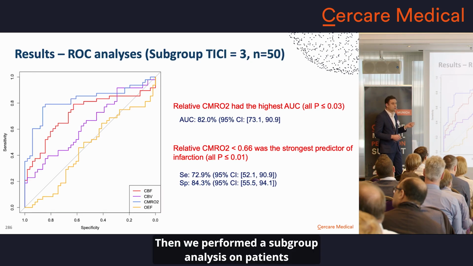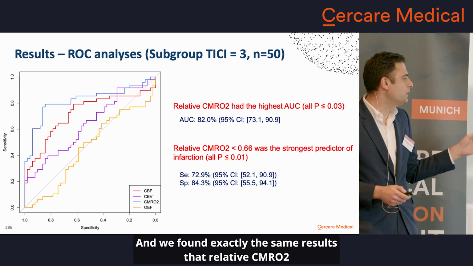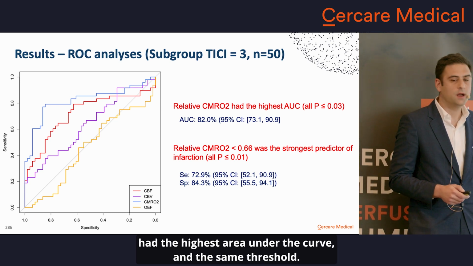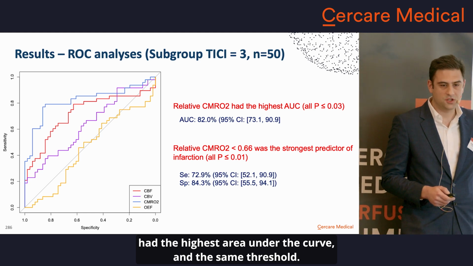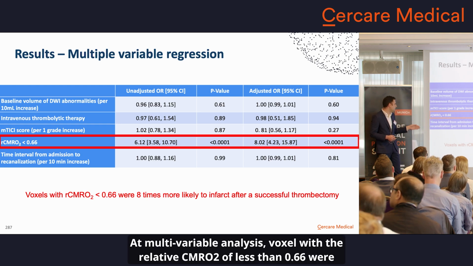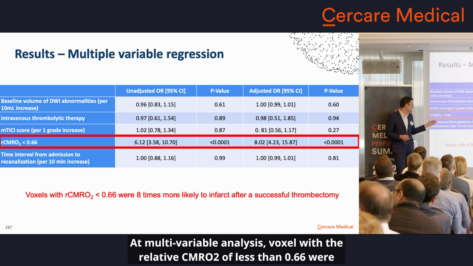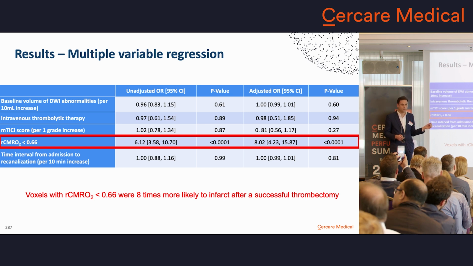Then we performed a subgroup analysis on patients achieving full reperfusion, which is defined by a TICI score of 3. And we found exactly the same results, that relative CMRO2 had the highest area under the curve, and the same threshold. At multivariable analysis, voxels with a relative CMRO2 of less than 0.66 were more than 8 times as likely to infarct despite successful thrombectomy.